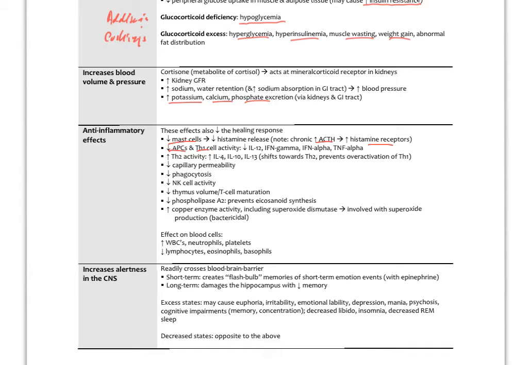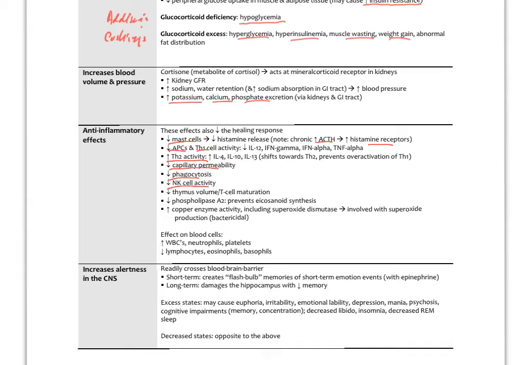And you're going to see an upregulation more of Th2 activity. So we get decreased Th1, which helps you fight bacteria, viruses, and we're going to see more Th2, which is allergies. And so we're going to shift everything towards Th2, especially with chronic hypercortisolism. Going to decrease capillary permeability, more leakiness of capillaries, more apparent signs of bruising, decrease phagocytosis, decrease natural killer cell activity, so less tumor and viral surveillance.